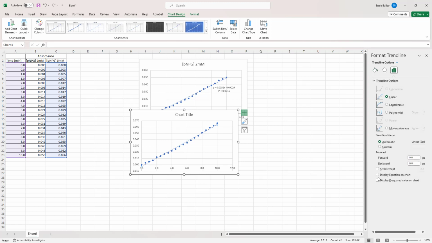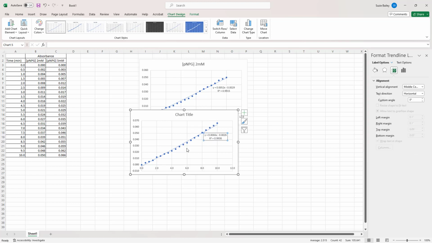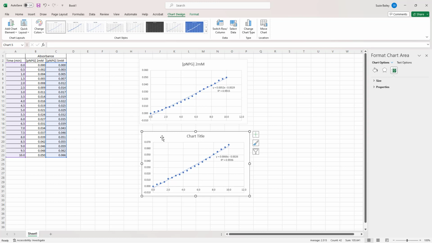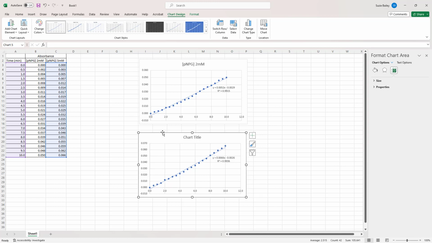So linear, and then we also want it to tell us the equation of the line and tell us the R squared value that corresponds to that best fit trend line. And so here we have our two data sets plotted separately on two separate graphs.